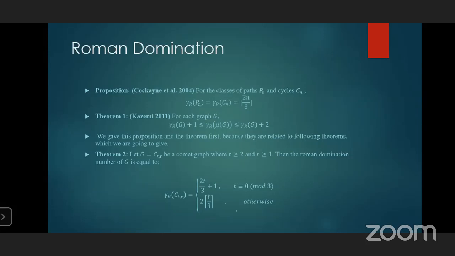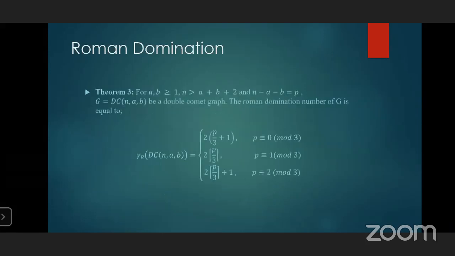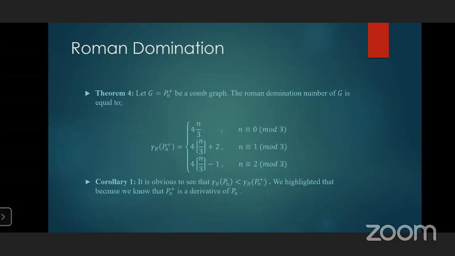Here, our first theorem is about the Roman domination number of comet graphs. Here is the equation for it. After that, we found the Roman domination number for the double comet graph, and its equation is like this, with a modulus. You can find that. And lastly, for Roman domination numbers, we found the comb graph's domination number with this equation here. However, it's obvious that the Roman domination number of the path graph is less than the Roman domination number of the comb graph. We highlighted that because we know that the comb graph is a derivative of the path graph.